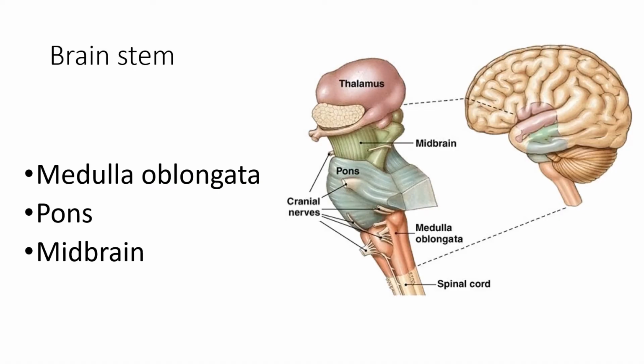Alright, so we're going to start with the inside of the brain and work our way out. So we're going to start here with the brainstem. The brainstem actually consists of three parts: the medulla oblongata, the pons, and the midbrain. So we're going to start here at the bottom portion called the medulla oblongata.